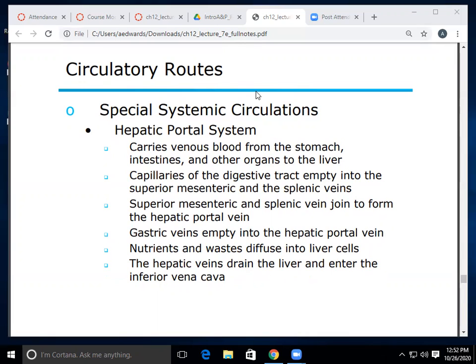All right, that's the major circulations of the body, or circuits. We also have some special systemic circulations. Before we do that, I'd like to take a break, and I want you to talk with your partners about the parts of the pulmonary and the systemic circuits. Okay. You can do this at home as well.